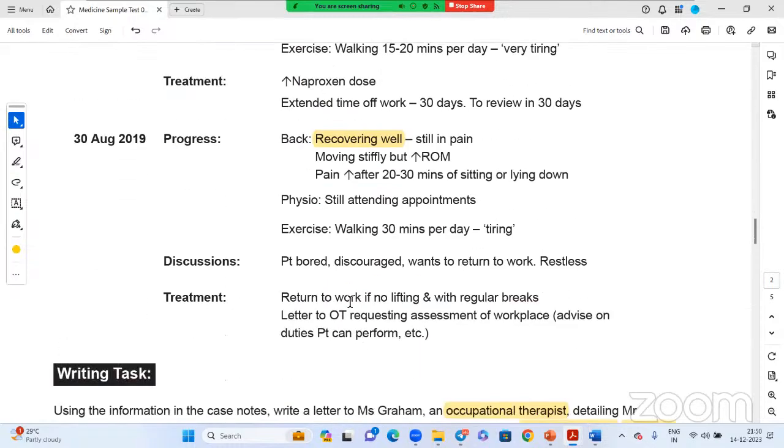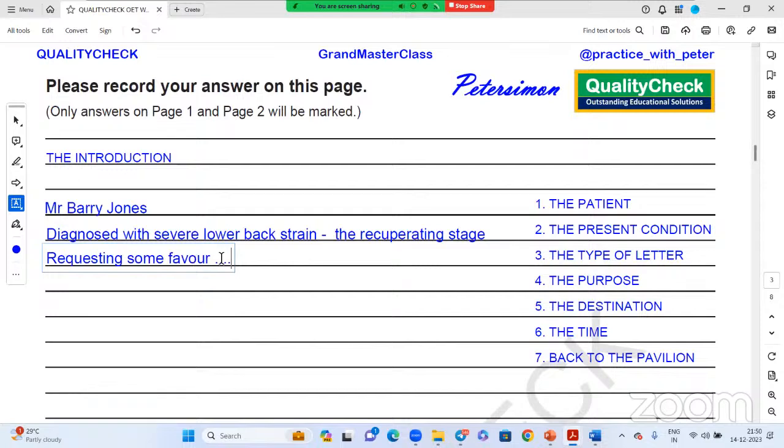You are writing a letter requesting assessment of workplace. So this is more important. Workplace assessment. Okay, requesting some favor. He is requesting the occupational therapist to assess. Requesting what? Workplace assessment, whether he is suitable or not. So you are requesting whether this person can return to work or not. So return to work. Work resumption.